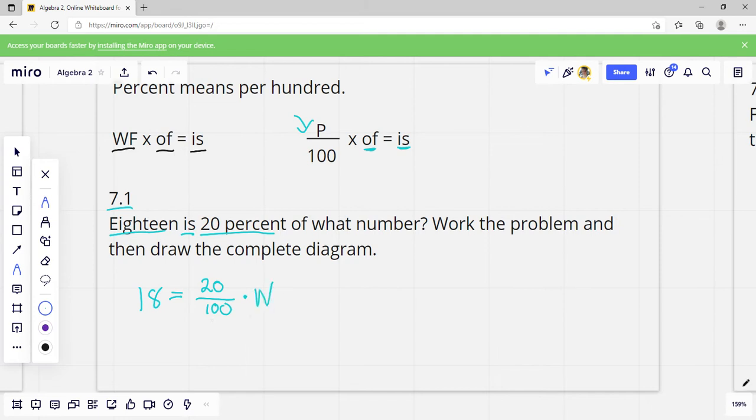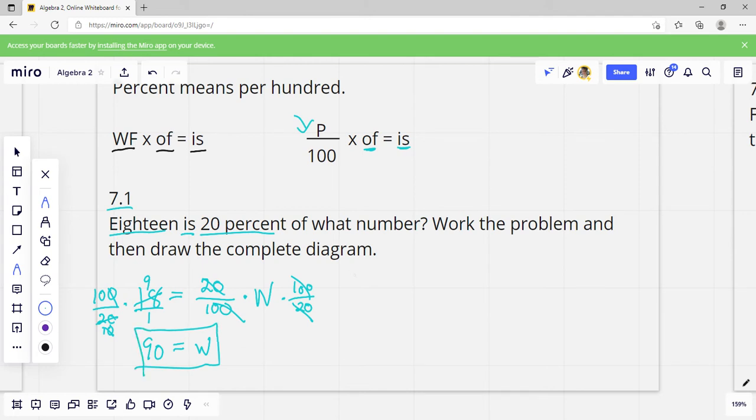Now, we can do this two different ways. We could flip this fraction and multiply on both sides, so times 100 over 20, and then do that over here, times 100 over 20. On this side, these would cancel, and we're going to be left with W by itself. And then on this side, I could cancel right here because that's 18 over 1. This will be 10, and this would be 9. And then 100 divided by 10 is 10. 10 times 9 is 90. So our answer is 90.